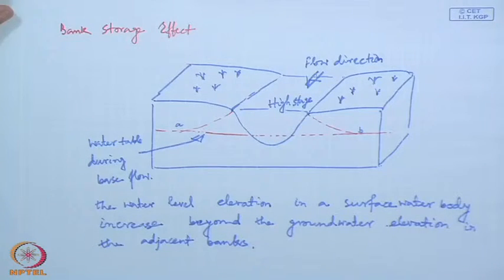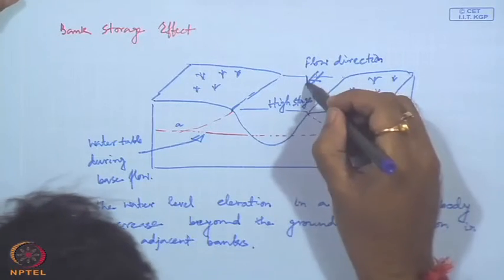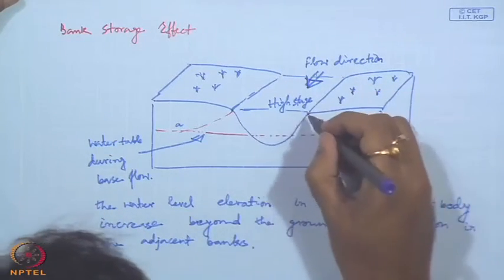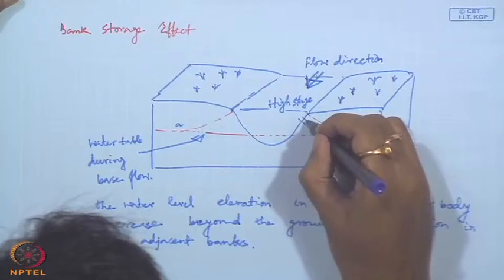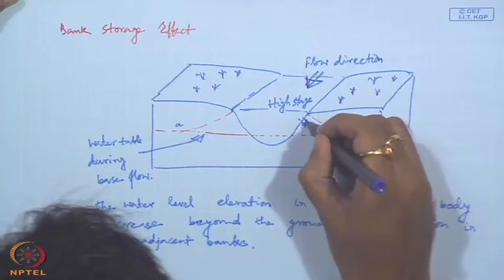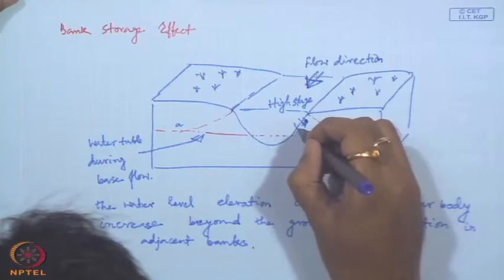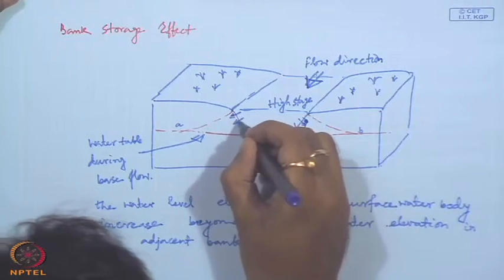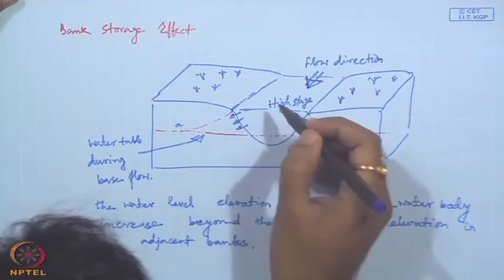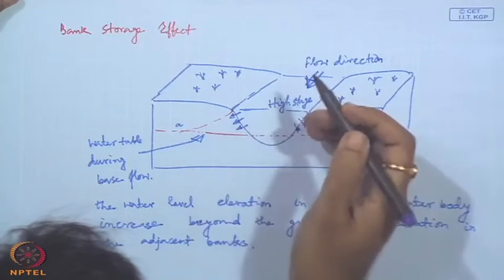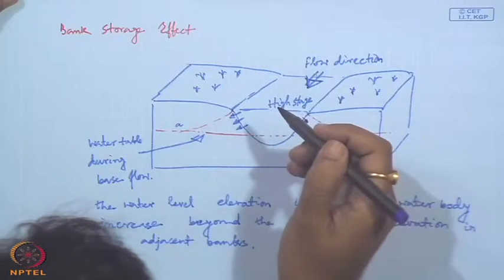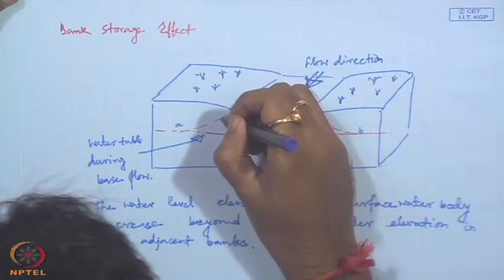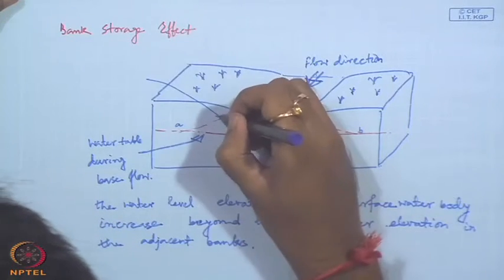So, we have flow direction, then we have high stage. So, there will be movement of water in this direction. Through banks, there will be movement of water towards the aquifer. So, this is called as bank storage. This is water table at high stage.